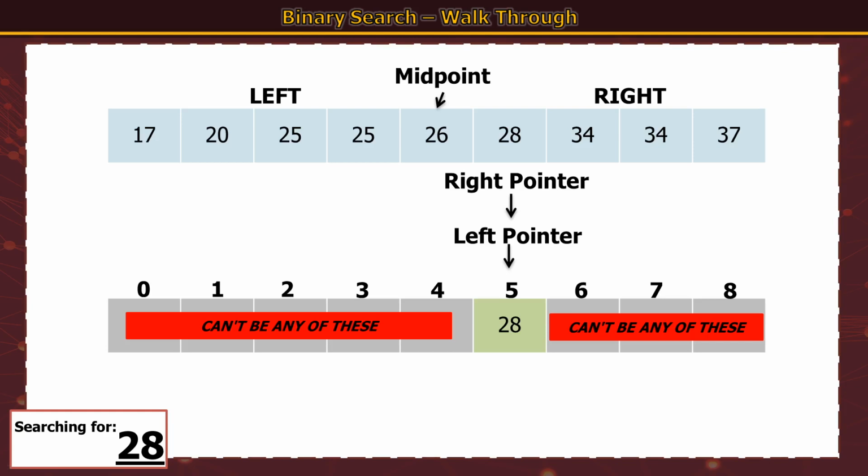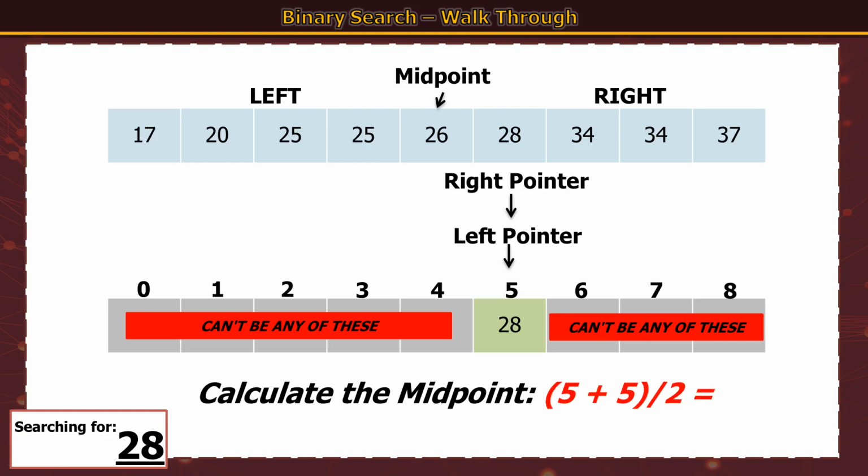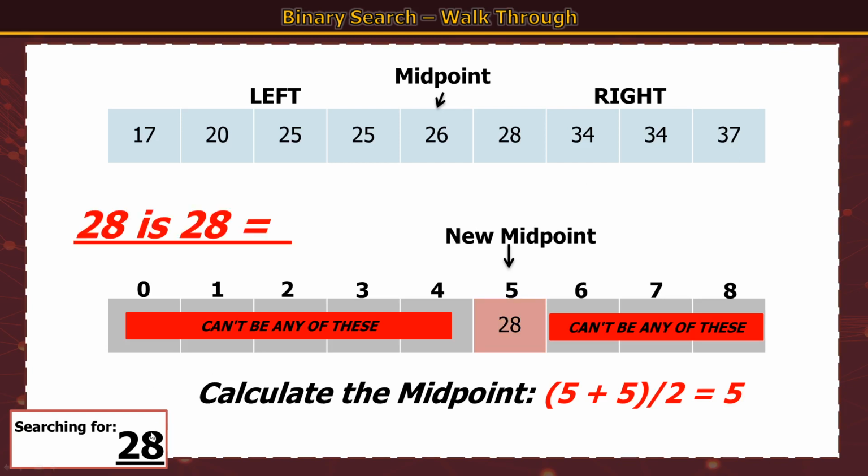Let's calculate the midpoint. You can guess what's going to happen here. 5 plus 5 is 10 divided by 2 gives me 5. So my new midpoint is in fact there. Okay? Let's check if my midpoint is equal to the value I'm searching for, which is 28. 28 is 28. True. So therefore, this means that we have found the item.